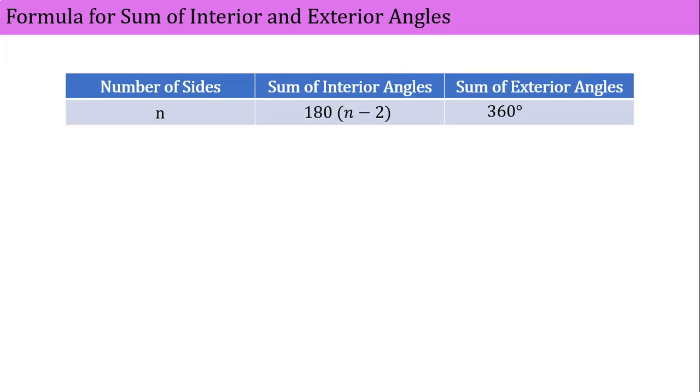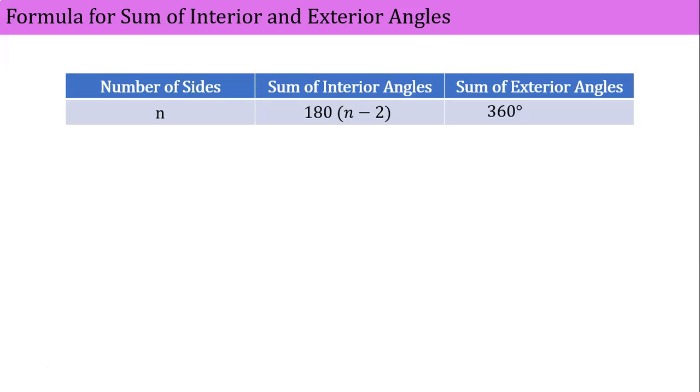There it is. So 180 and then in parentheses n minus 2. This expression represents the sum of the interior angles of any polygon. So if we wanted to find the sum of the interior angles of a polygon, we can use this formula, and it works no matter how many sides that polygon has.